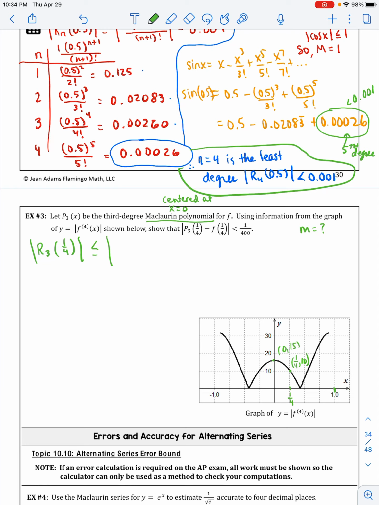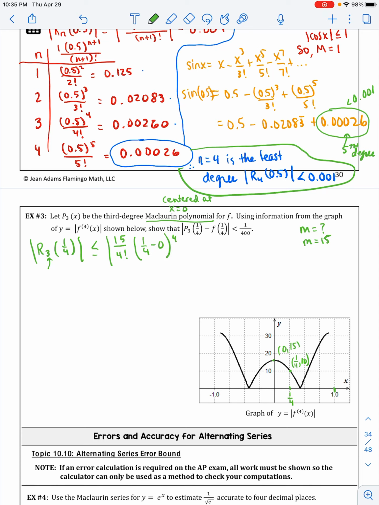So here, this is the point on my fourth derivative. My fourth derivative, I've got 1/4, and this looks like about 0.15. So remember, you are trying to find your maximum here. So I'm thinking that your maximum, according to this graph, is going to be at 0, is going to be 15.